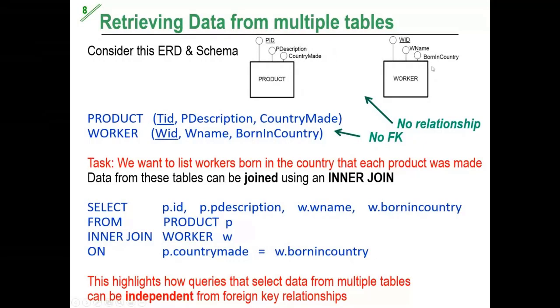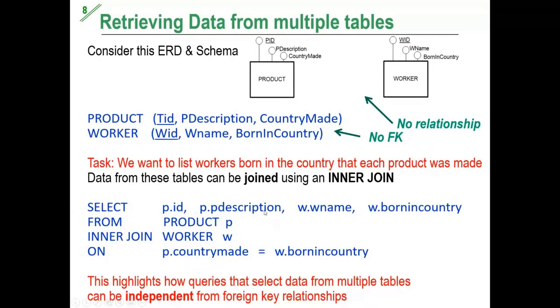the two columns in these two tables look like they have similar information. For example, in the product table we have a column called country made, and in the worker table we have a column called born in country. So what we can do is match these two columns using an inner join command. We can write a select statement, something like this.